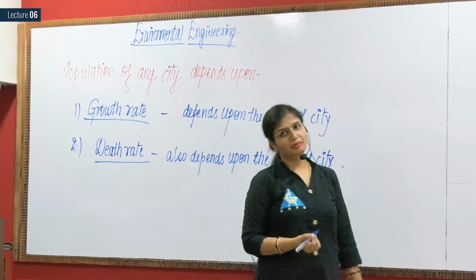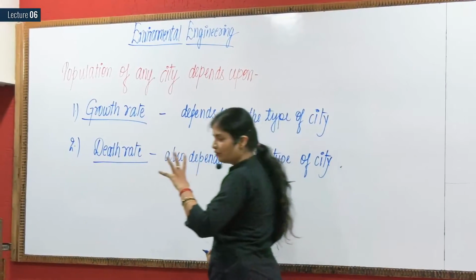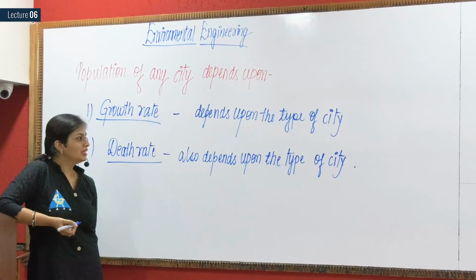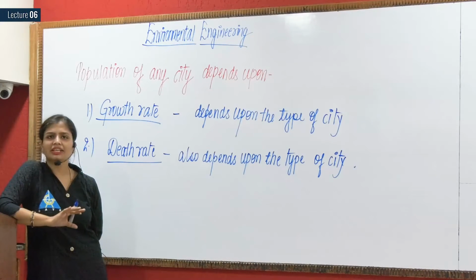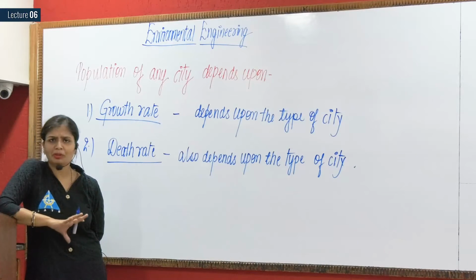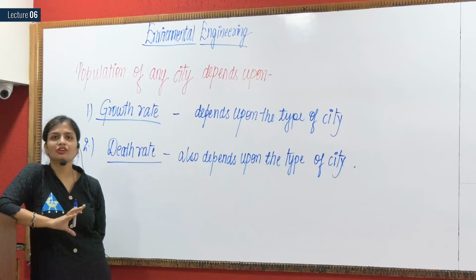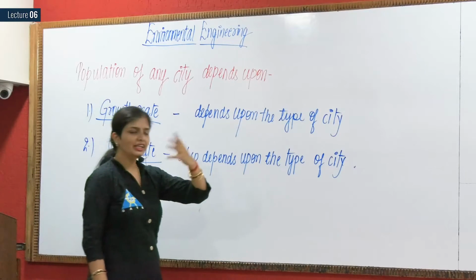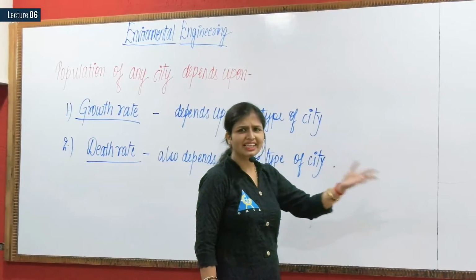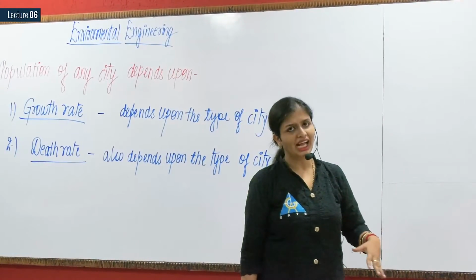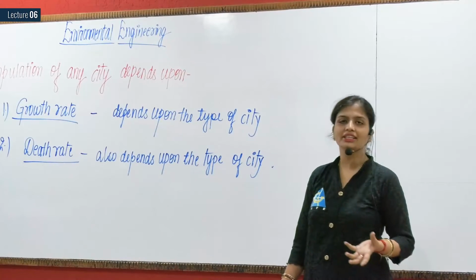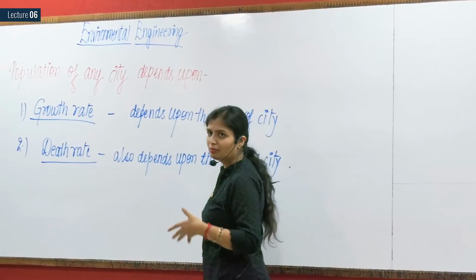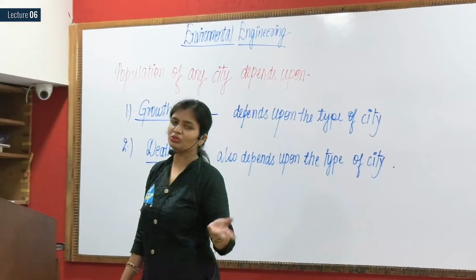Now, what does this mean? See, if you want to understand death rate, suppose there is a very much developed city where you have all the medical equipments, advanced technologies for treating any sort of disease, so there the death rate will be low. And suppose you are considering any city which is not very highly equipped with all the modern facilities, with all the medical equipments, then what will happen? The death rate will be more. So obviously it varies from city to city.